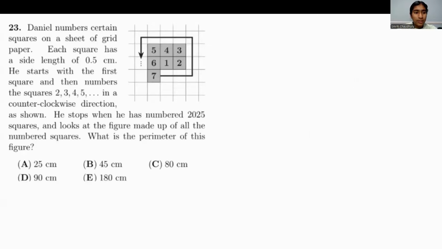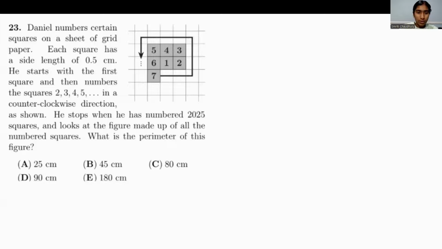Number 23. Daniel numbers certain squares on a sheet of grid paper. Each square has a side length of 0.5 centimeters. He starts with the first square and then numbers the squares 2, 3, 4, 5 in a counterclockwise direction as shown. He stops when he has numbered 2025 squares and looks at the figure made up of all the numbered squares. What is the perimeter of this figure?